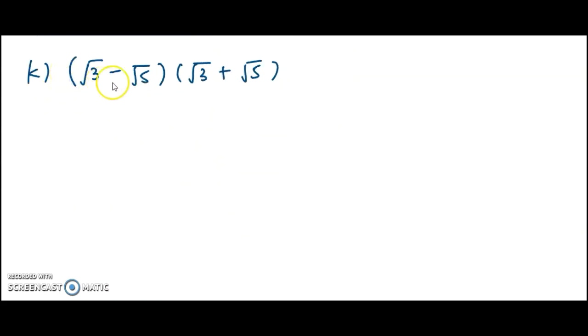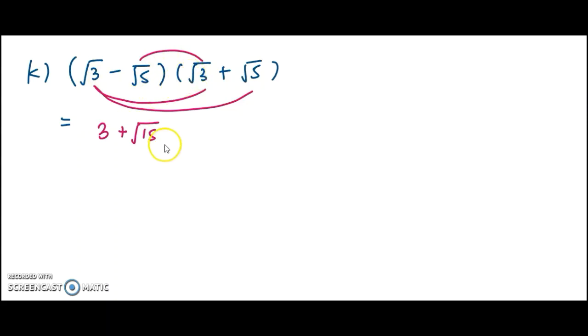Question K. You got surd 3 minus surd 5 multiplied by surd 3 plus surd 5. Let's see what happens. Surd 3 multiplied by surd 3, that will be 3. Surd 3 multiplied by surd 5, that will be positive multiplied by positive. Take care of the sign first. Then surd 3 multiplied by surd 5, you get surd of 15. Then the other one is negative surd 5 multiplied by positive surd 3, you get negative surd of 15. Negative surd 5 multiplied by positive surd 5, you still will get negative sign. And you got 5 over here.